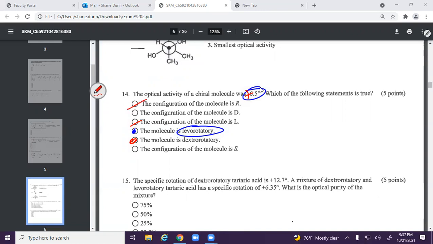These guys are wrong because there's no conformation of D and L. And I'm not given a structure, right? So I know it's R and S, because R and S and optical spin are close to each other, but not the same thing. Okay, that makes some sense? The blue one, because it's negative, which is levorotatory.